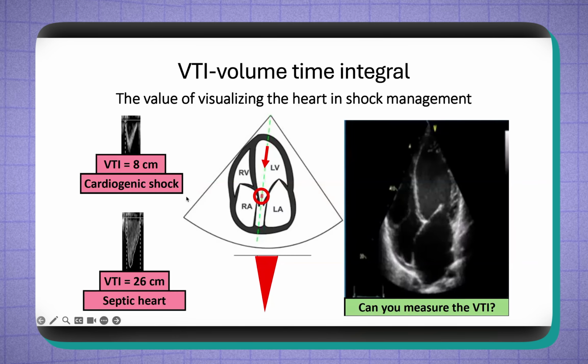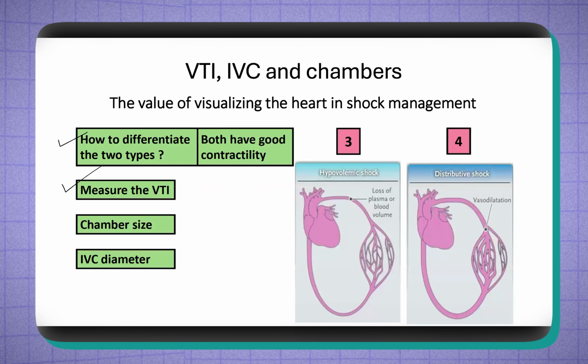If you have a normal size heart and normal VTI, that means it's most likely a septic shock or distributive shock. If you have a normal functioning heart, ejection fraction is good, LV pump function is good, but VTI is low, that means it's hypovolemic shock. And if you have a dilated heart with a low VTI, that means it's a cardiogenic shock. Similarly, the VTI will give you the idea about the forward flows.